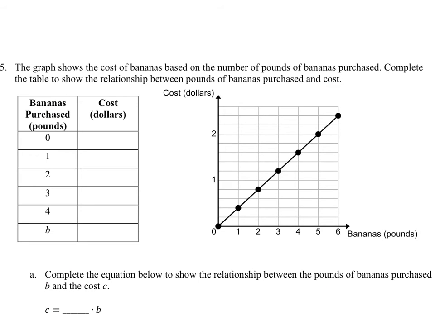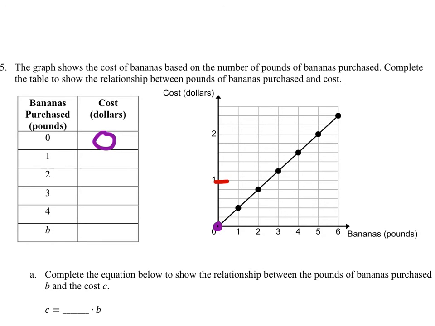The graph shows the cost of bananas based on the number of pounds of bananas purchased. Complete the table to show the relationship between pounds of bananas purchased and the cost. Well, based on this graph up in here, if I purchased 0 pounds of bananas, how much would it cost? 0. That's shown in this point right here. Right? What if I purchased 1 pound of bananas? How much would that cost?